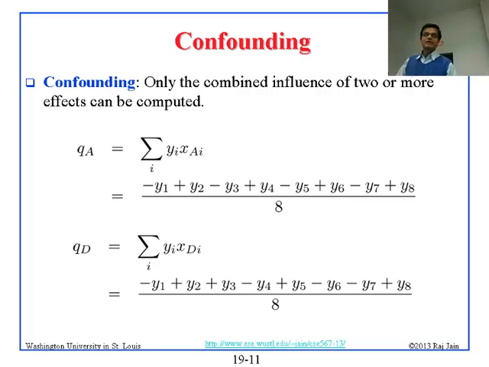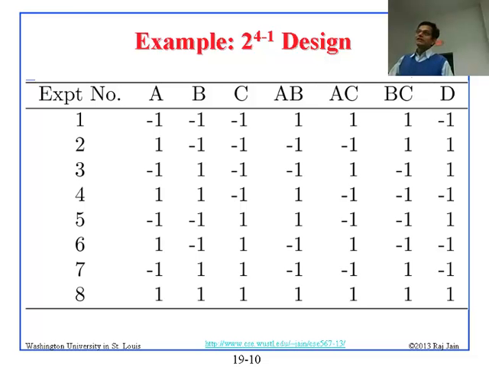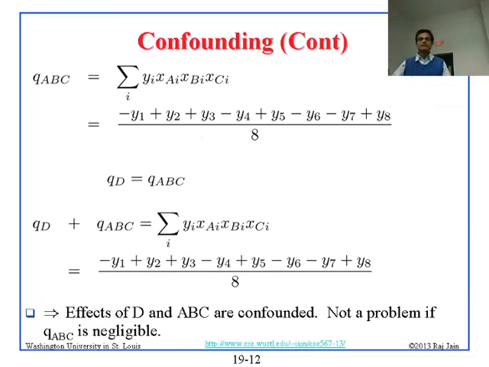Will it be the same Y? Yeah, it will be the same Y. The thing is, because ABC is equal to D. In this design, D equal to ABC. So if you were to write a column for ABC, it will have the same values, and when you multiply with Y, you will get the same values for ABC. So really what you're getting is something which confounds B and ABC, which combines those two.